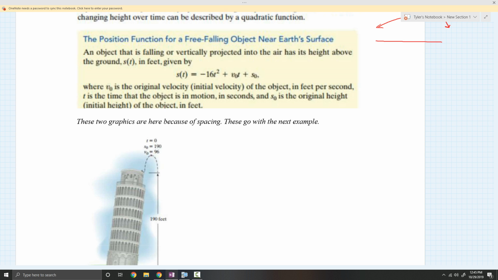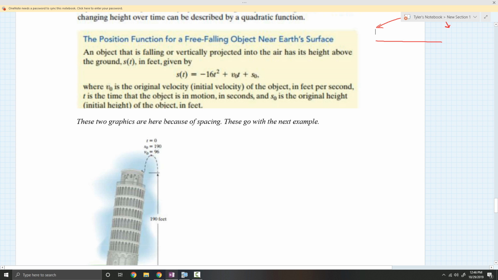So what this chart tells us is it gives us a quadratic equation where if we know the initial velocity of the object and also the initial height, then we can plug it in and have this equation where s of t is the height above the ground and t is the time that it's in motion in seconds.